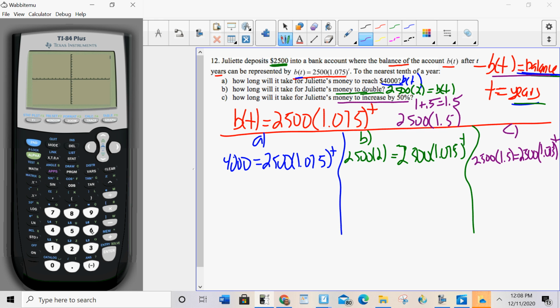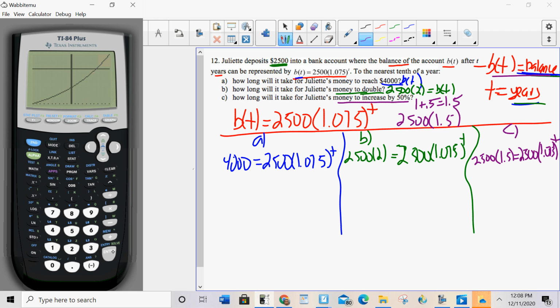I always start with zoom 6. Now, since I have these big numbers, 4,000 and 2,500, I know it's not going to give me much, but I'm going to try it anyway, and I see it gives me nothing. If zoom 6 gives you nothing, then go to zoom fit, which is zoom 0. This is what your calculator thinks you want to see. It may or may not be perfect, but it's definitely better than what I had. And that looks pretty awesome because I'm looking for the intersection point.